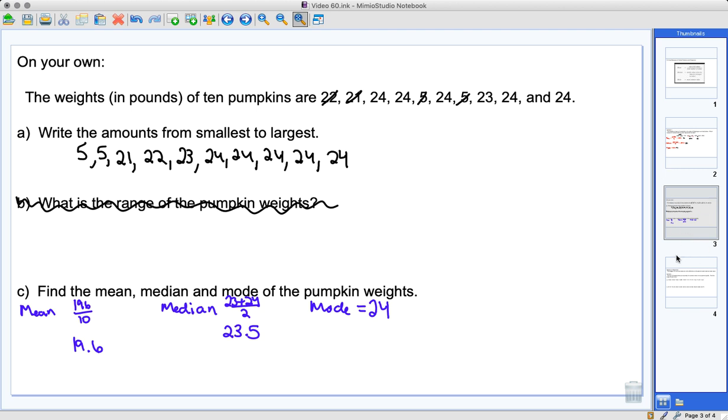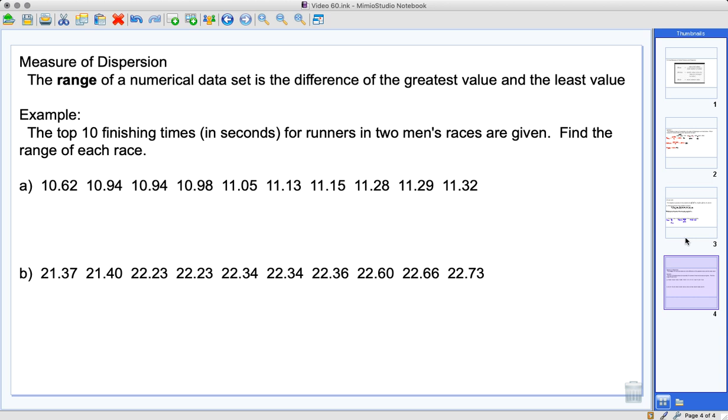Then the last measure that goes with that is the range. Again, most of you know what range is. Range is taking the biggest minus the smallest, so big minus small. For this one, finding the range, you're going to take 11.32 minus 10.62, which happens to be 0.7.